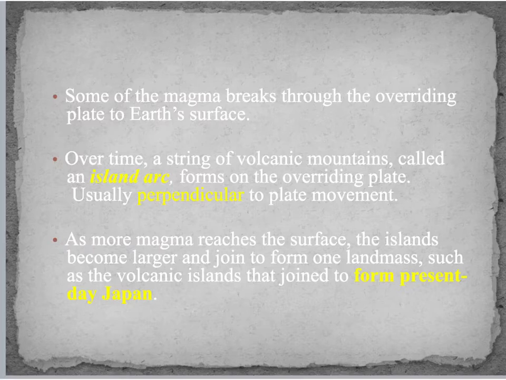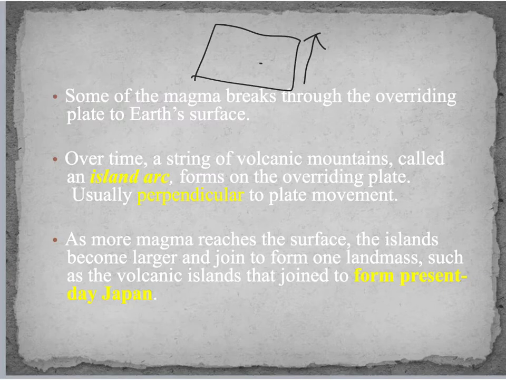All right, they're usually perpendicular to the plate movement, right? So if you've got a big plate right here, and that plate is moving there, you've got islands sort of perpendicular to that, right? So that would be kind of moving in this general direction here, okay? So as more magma reaches the surface, the islands become larger and join to form one landmass, all right, such as Japan. All right, so present-day Japan is an example of an island arc. So it's a string of volcanic mountains.